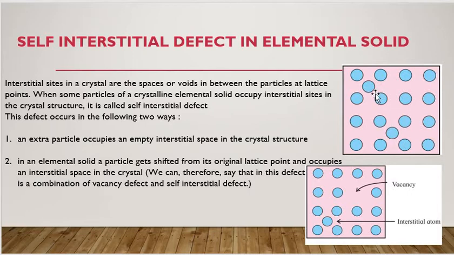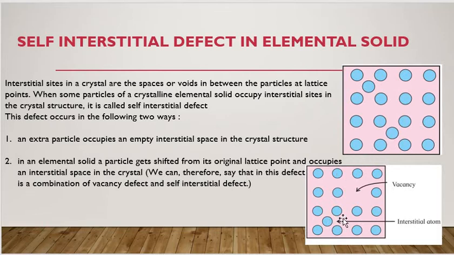Like you are seeing in the diagram, in this void this particle is there. If it is a proper solid without any defect, this particle should be absent here. There would be a proper void. But this is the extra particle, which is occupying the interstitial site or the void of a crystal and making the crystalline solid defective. This is the first type of self-interstitial defect, where you are seeing many extra particles occupying positions in interstitial sites.